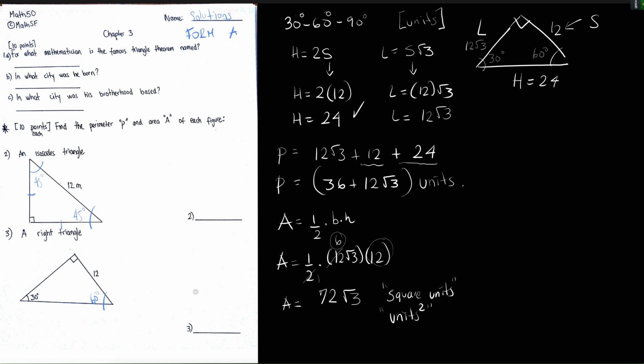So in your answer sheet, you will have to put here P equal to parentheses 36 plus 12 root 3 units. And for the area, you're going to have to write 72 root 3 units squared, or square units. Okay, so that's for problem number 3. Let's keep moving to the next problem.